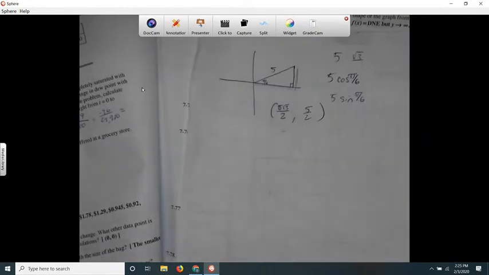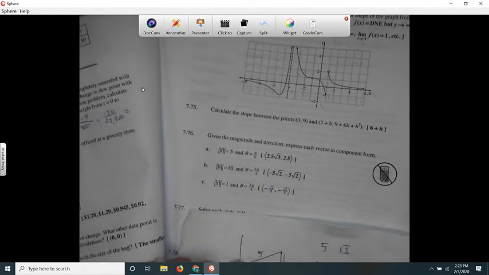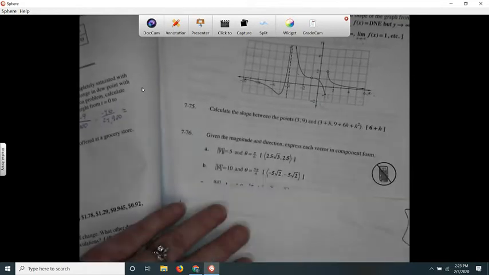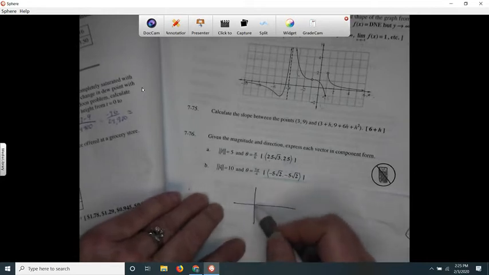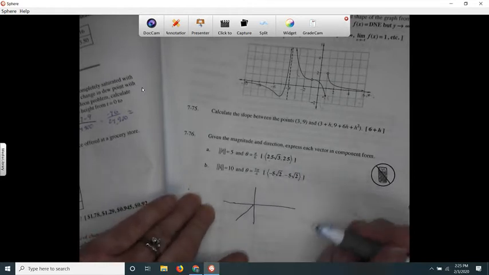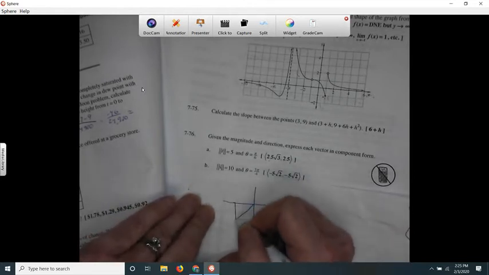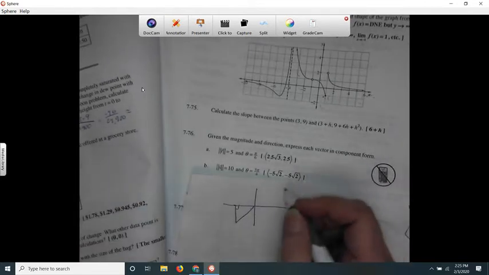Get the idea, though? I'm going to keep borrowing this for a minute. I would just do the rest of them in the same way. I would look at this one and go, well, now I have 5 pi over 4, so that's 1 pi over 4, 2 pi over 4. 5 pi over 4 has got to be down here, and that correlates with the 45-degree triangle, where the reference angle is 45.